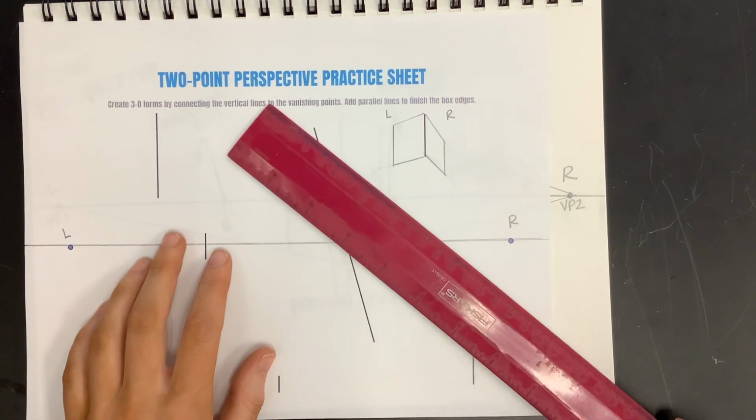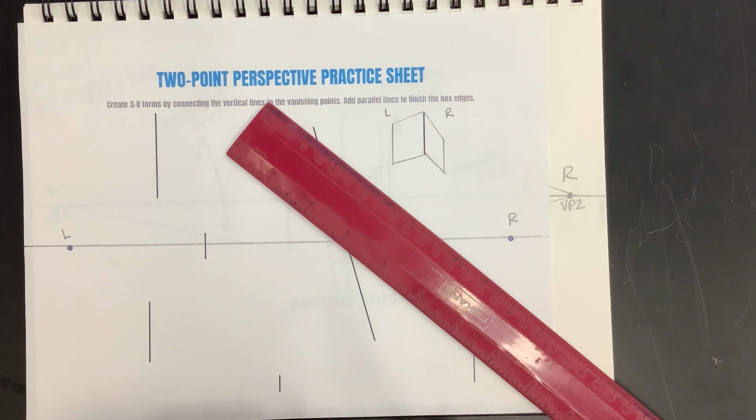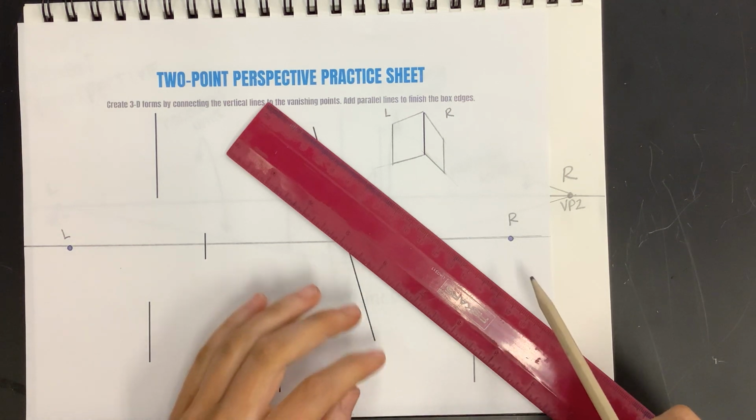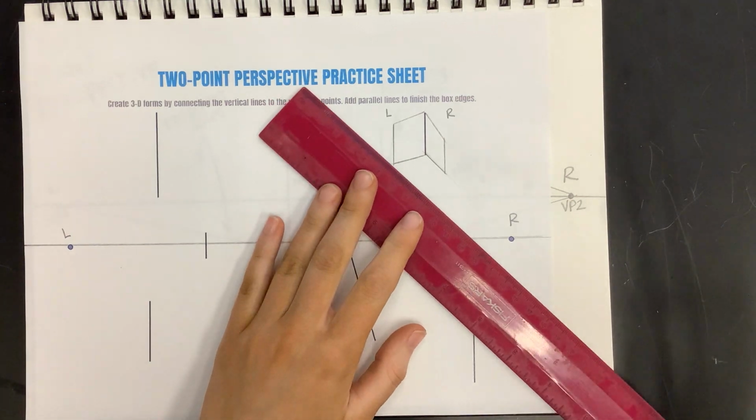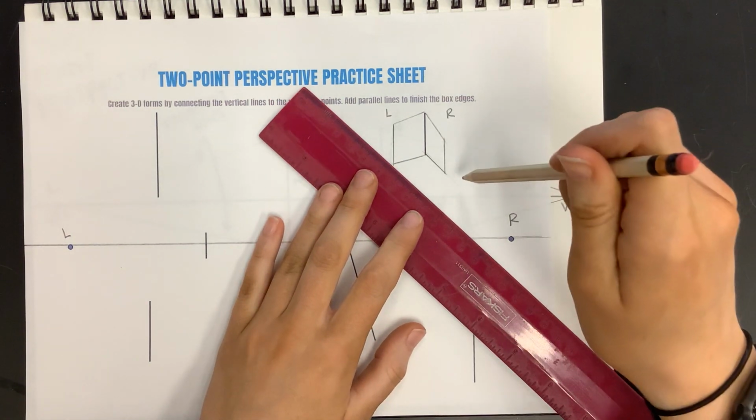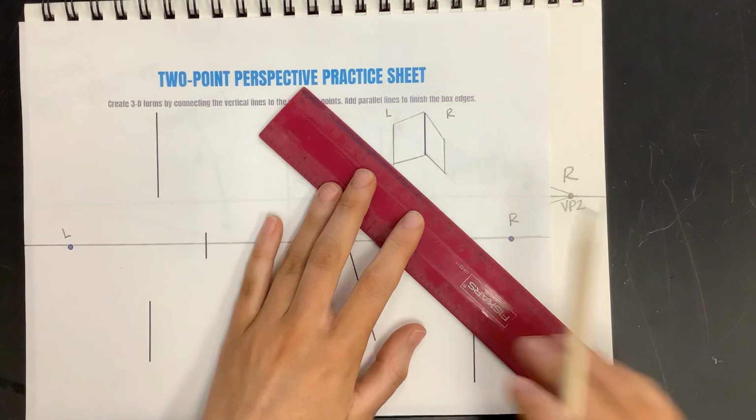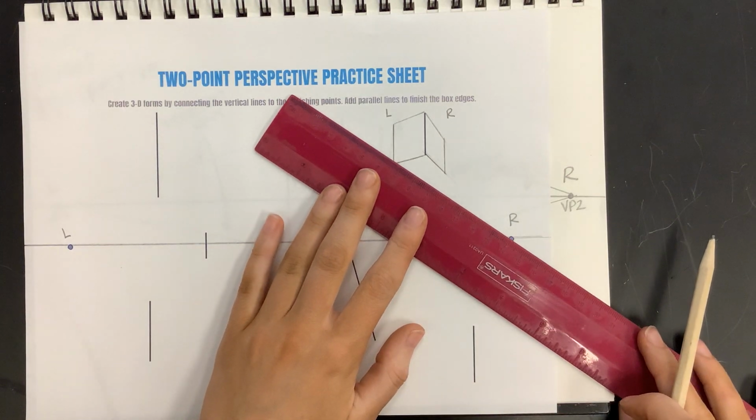So my bottom left corner, boys, my bottom left corner is going to go to my right vanishing point. And then my right bottom corner is going to go to my left vanishing point. That's how I'm going to make the bottom of my box.